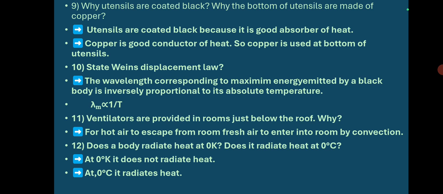Next, why are utensils coated black? Why is the bottom of utensils made of copper? They are coated black because they are good absorbers of heat. Copper is a good conductor. State Wien's displacement law. The wavelength corresponding to maximum energy emitted by a black body is inversely proportional to its absolute temperature. Why are ventilators provided? For hot air to escape, for fresh air to come inside the room by convection.